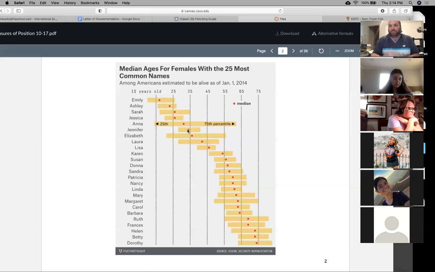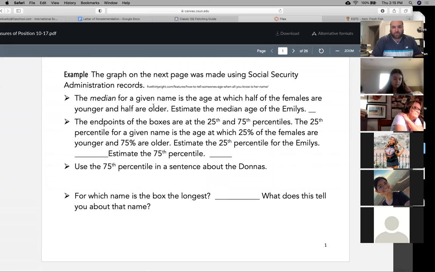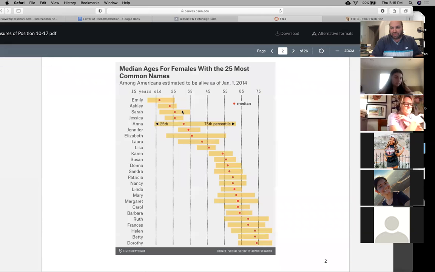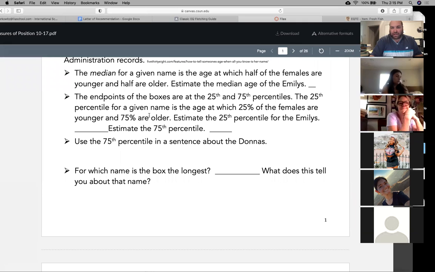So the median is the halfway point. Half are below, half are above. That's by definition what the median is. So the median for a given name is the age. Estimate the median age of the Emilys. So the Emily median age will be about 16 or 17 years old. Now, the endpoints of the boxes are the 25th and 75th percentiles. The 25th percentile for a given name is the age at which 25% are younger, and therefore, of course, 75% are older.